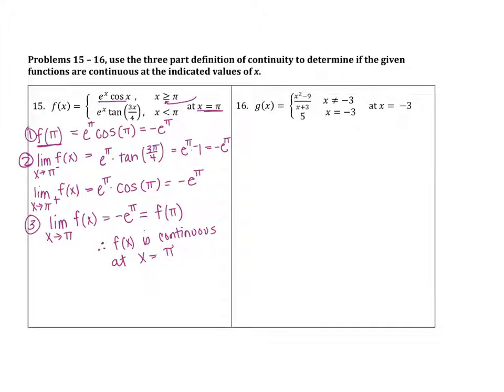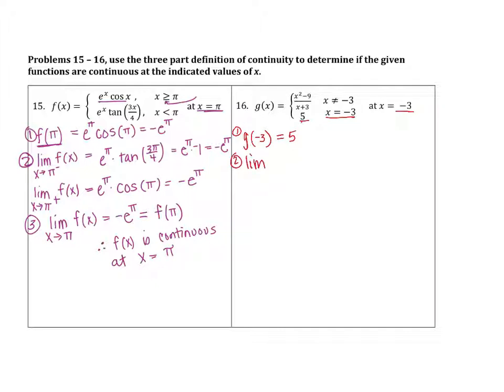Right, so by the same process, we're going to look over at our next problem and go through those same steps. So here we need to show that we're continuous at x equals negative 3. So our first step, we need to show that g at negative 3 exists. And that's going to be this bottom portion here. That's going to be 5. And so our second step, we need to look at our limit.